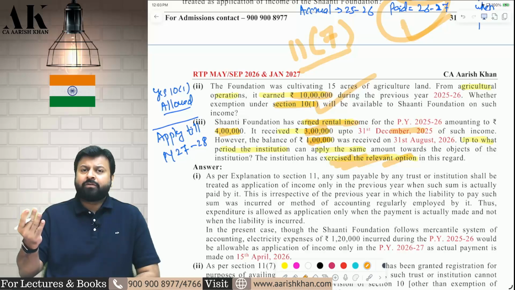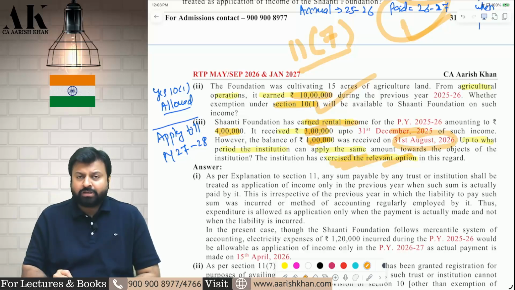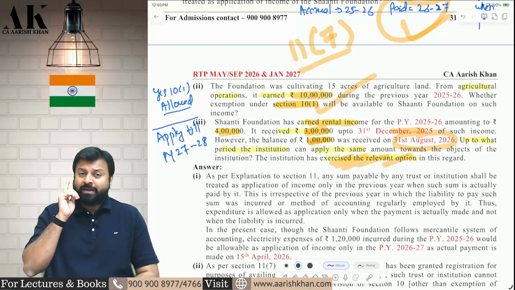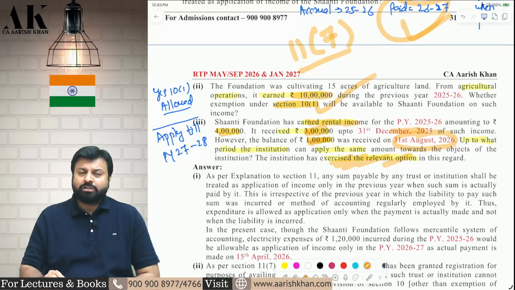You have made an application for deferral. You said that I will apply this in future. When have you received? You have received on 31st August 2026. Now what is your duty? Your duty is to apply by 31st March 2027, or with 1 year extra grace, by 31st March 2028.